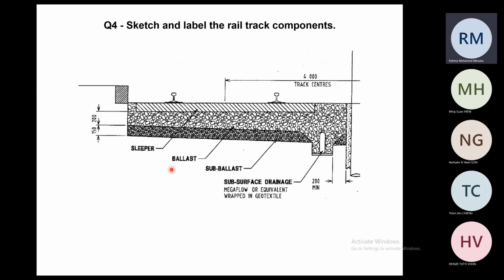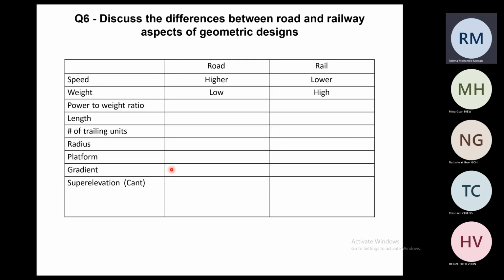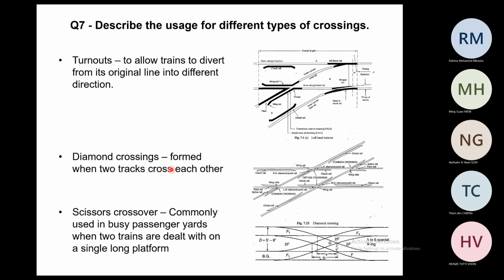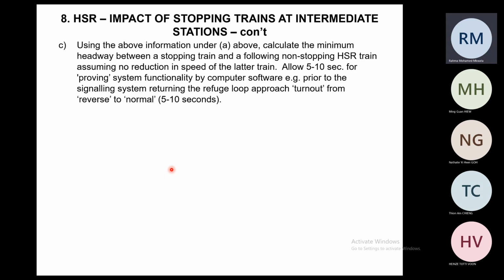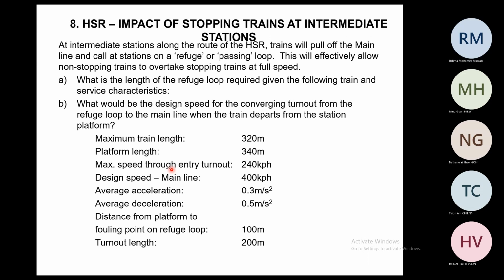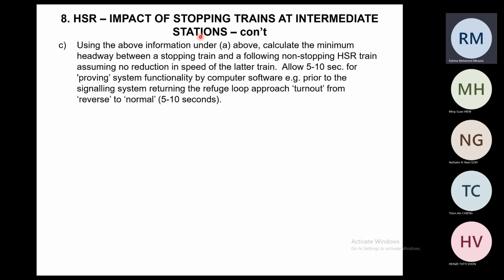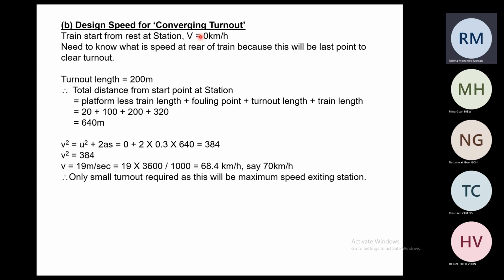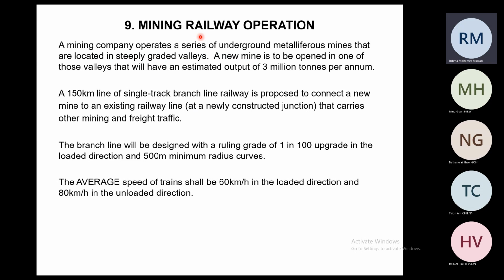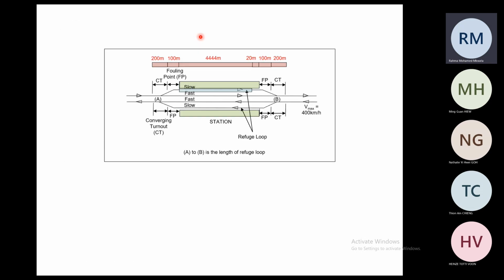If no question, then we will move on to today's tutorial, to the last two questions that we left out on the operational side. This is on fleet estimation. This is the impact of stopping trains. And the last question will be in terms of operation. So we'll look at it one by one.